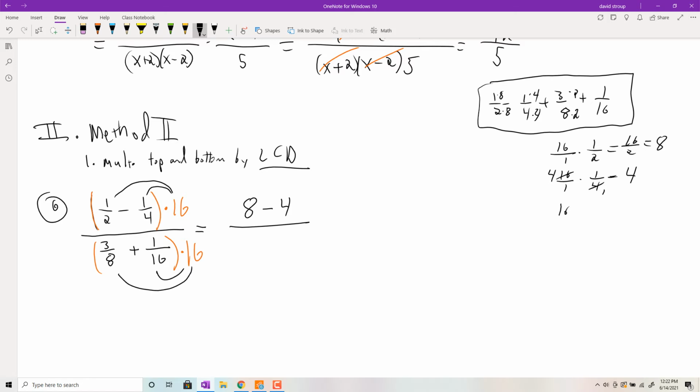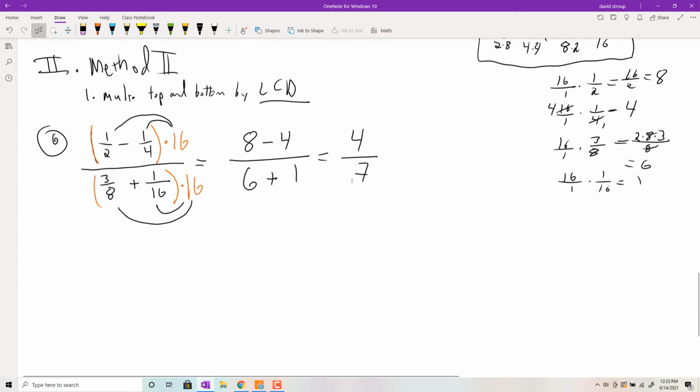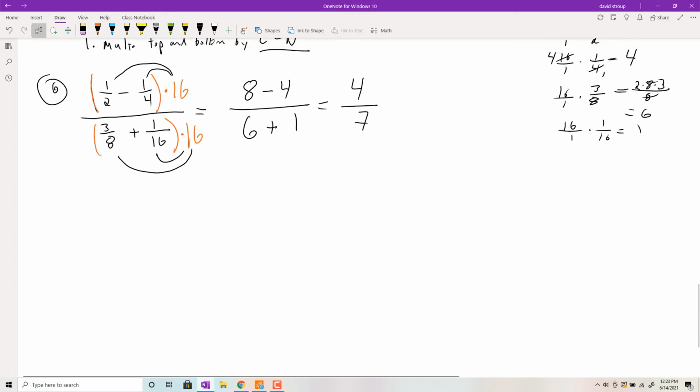So 16 over 1 times 3 over 8, if you need to. 16 is 2 times 8, and then there's the 3 all over the 8, so the 8 goes in there. It's just 6, right? The first one's 6. And then 16 over 1 times 1 over 16. What is that? That's just 1, right? So we'll have plus 1. Okay, 8 minus 4 is 4, all over 6 plus 1 is 7, and that'll be it. So it's a little more direct, and a little quicker, but you do have to figure out that LCD thing. Maybe that's difficult for some people.